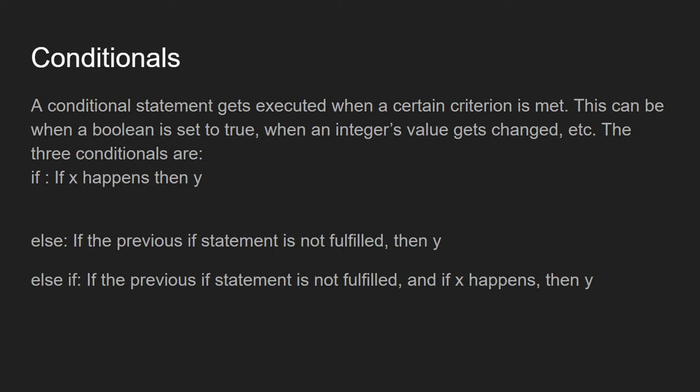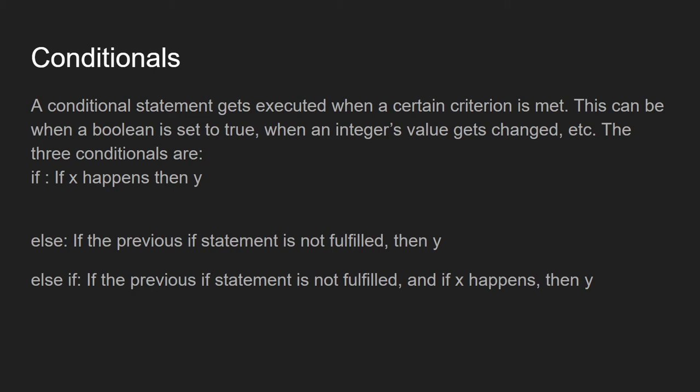And else says if your previous statement is not fulfilled. So if your if statement is detecting that a number is 3 and that number turns out to not be 3, then it'll execute that else statement and do the code inside the else statement. And else if combines else and if together so that if the first if doesn't work, then it'll move on to the second if, which is an else if statement. It's like if the first if is not fulfilled, then it'll do the next if statement.